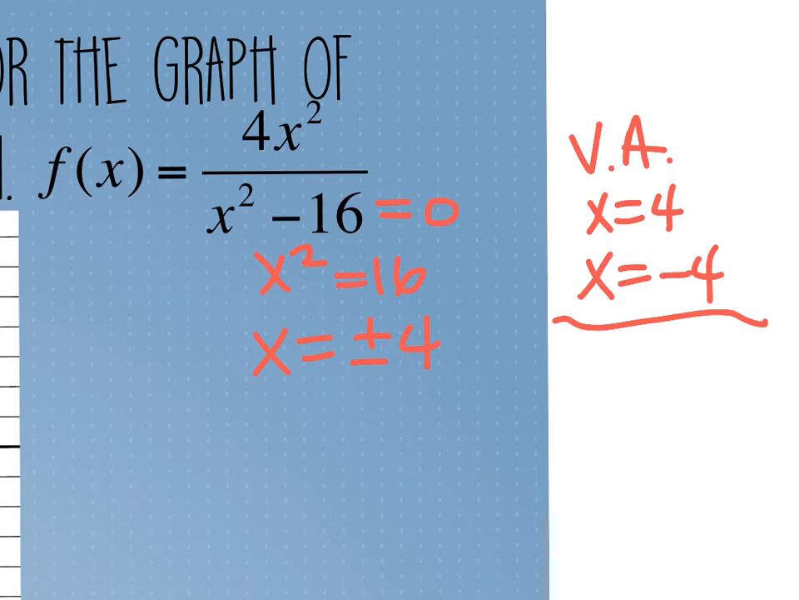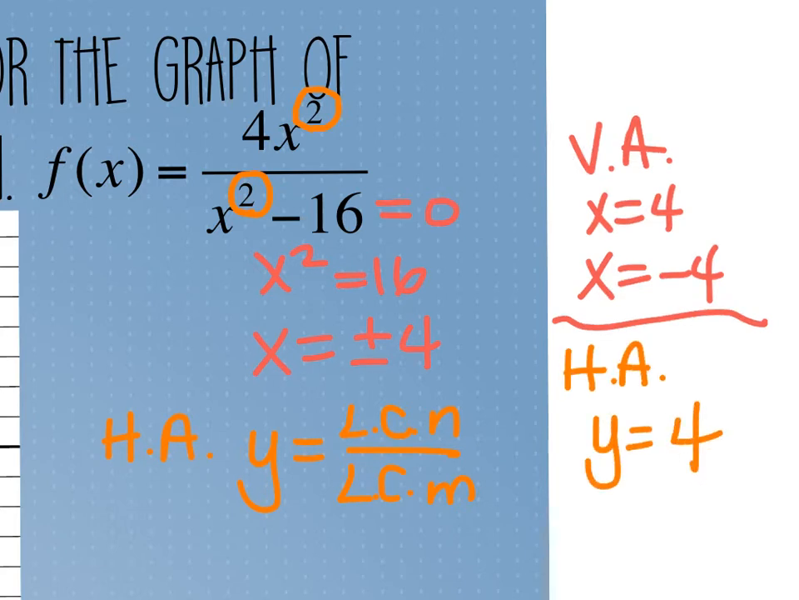All right, then we would do the horizontal asymptote. So I would look at the degree in the numerator compared to the degree in the denominator. What's the degree in the numerator? 2, and in the denominator? 2. So because these are the same, we do y equals the leading coefficient of the numerator over the leading coefficient of the denominator. What's the leading coefficient in the numerator? 4. The leading coefficient in the denominator? 1. So I get y equals 4 over 1, or y equals 4. And again, the y equals is important there.